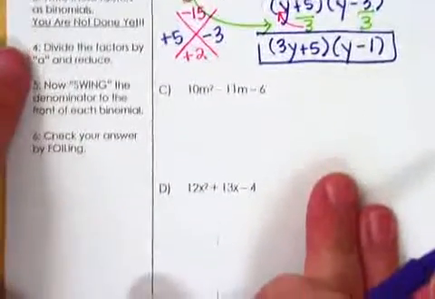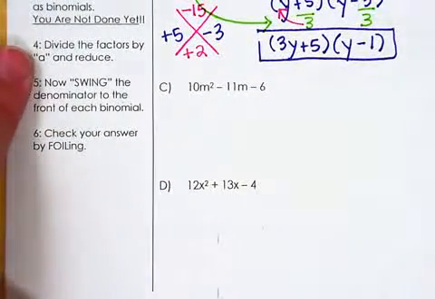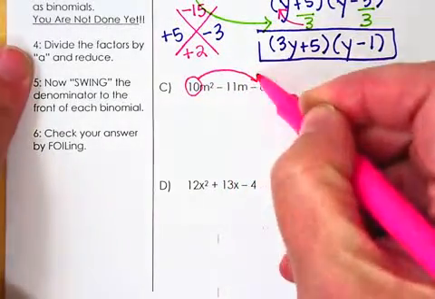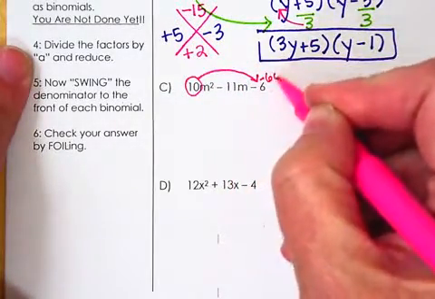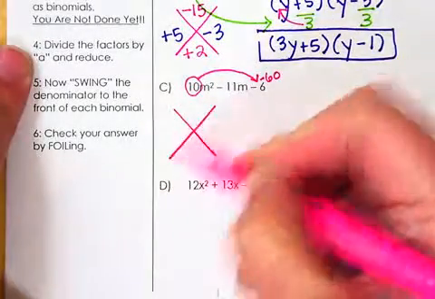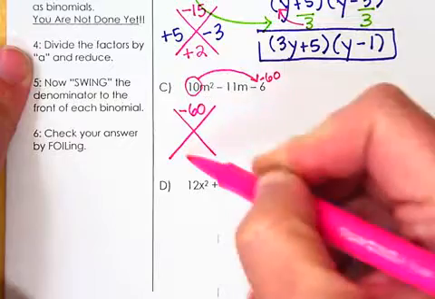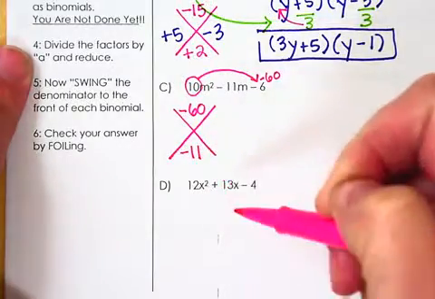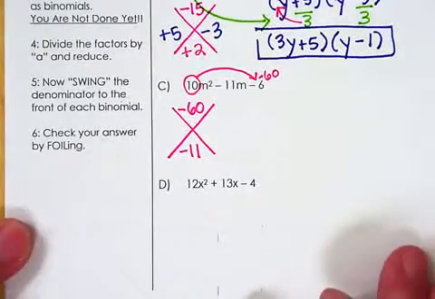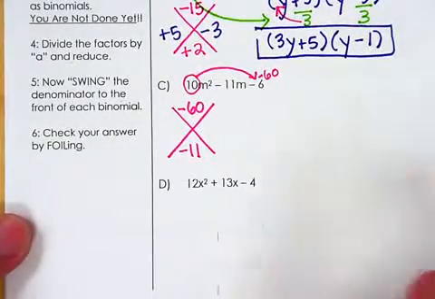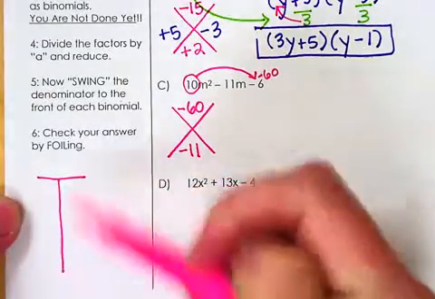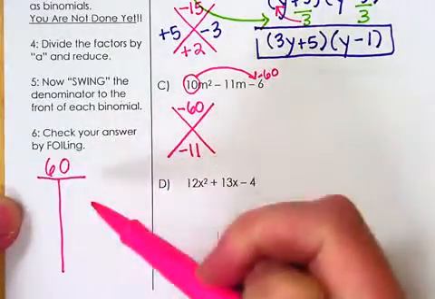Okay, example C. Let's go ahead and multiply. The 10 times the negative 6 is negative 60. So that's going to be our multiply number. Negative 11 comes down. So we want to find the numbers that multiply to negative 60 and add to negative 11. So 60 is a big number, so I'm going to make a little t-chart out here and list all of the factors of 60.